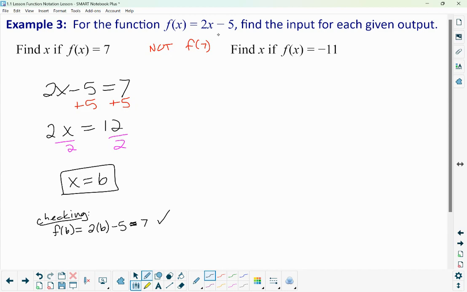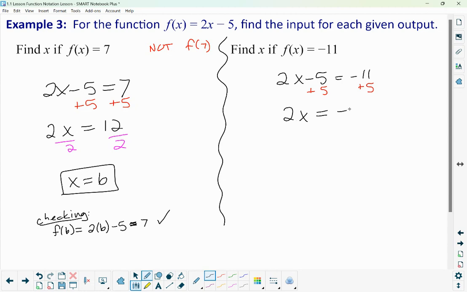So this next one says find x if f of x is equal to negative 11. Anytime you're working with negatives, make sure you're being just a little extra mindful, because most of our errors in math come from improperly dealing with negatives. This is a new equation, but it's the same procedure. We're going to add 5 to start. And now we have 2x is equal to negative 6. Again, be careful with negatives. Then we're dividing by 2 to find our input value, x equals negative 3. That's my answer. If I wanted to check it, I could substitute in and make sure it's correct.